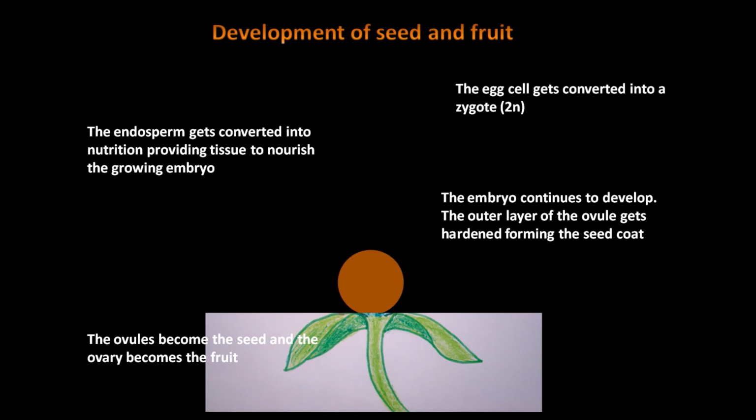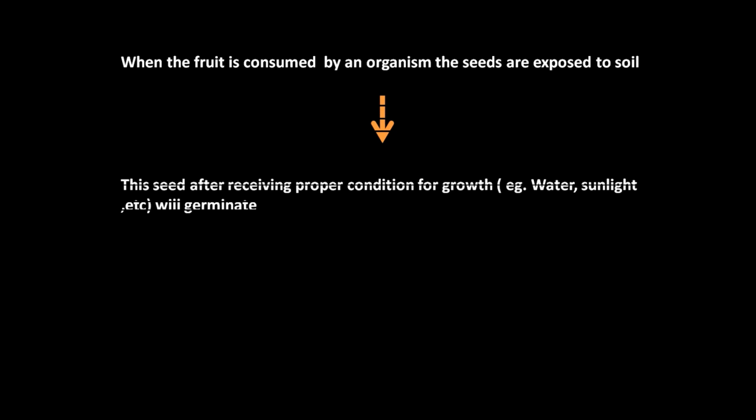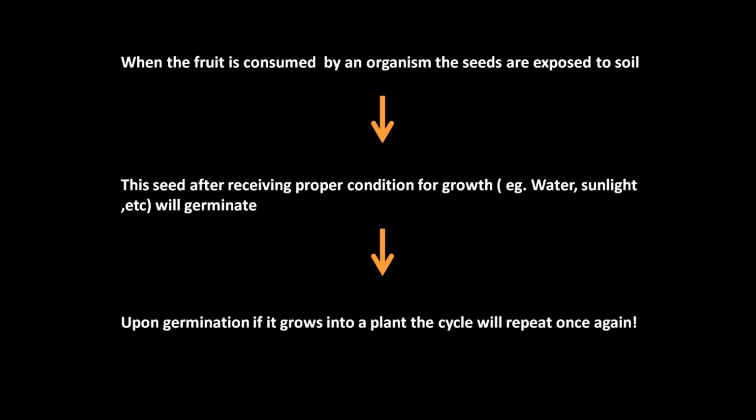Then the fruit continues to grow and it gets ripened. Once it is ripened, it is either consumed by some organism or maybe it might fall off and the tissue of the fruit is consumed. But the seed is exposed to the soil. When the seed gets proper conditions for its growth, it will grow into a plant.